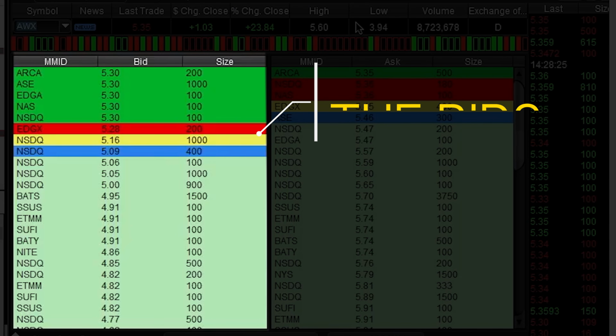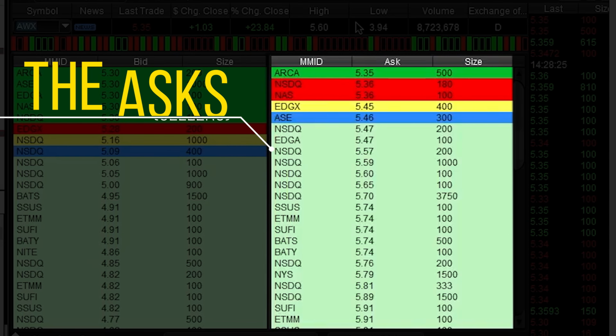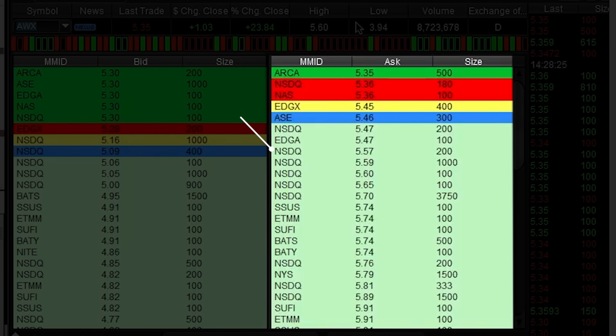The one on the left is the bids, or you can think of them as the buyers. So this right here is the highest price the market is willing to pay for the stock at the time, which in this example is AWX. So the highest the buyers are willing to pay right at this very moment is 530. The table on the right is the ask, or you can think of them as the sellers. So this right here is the lowest price the market is willing to sell AWX for, which is 535.